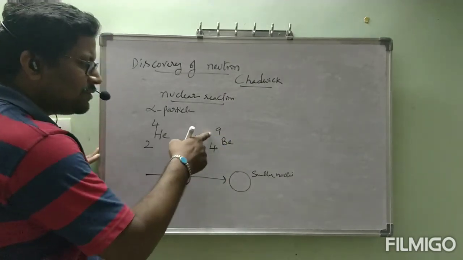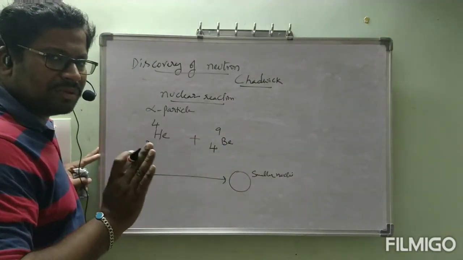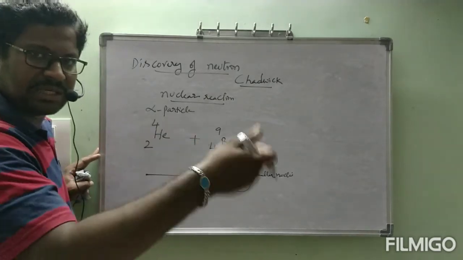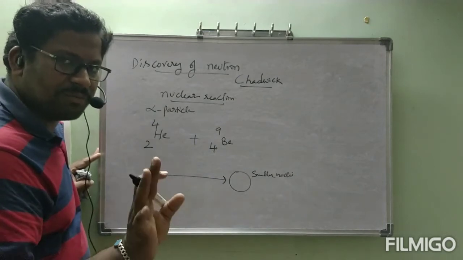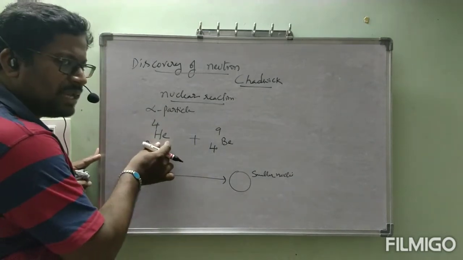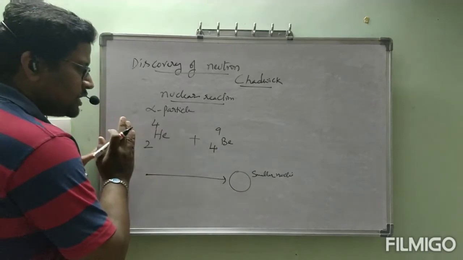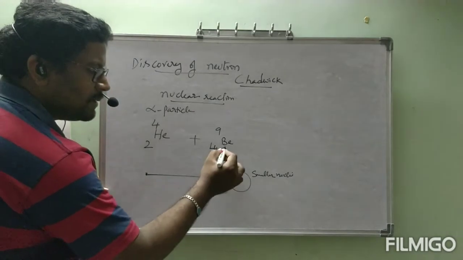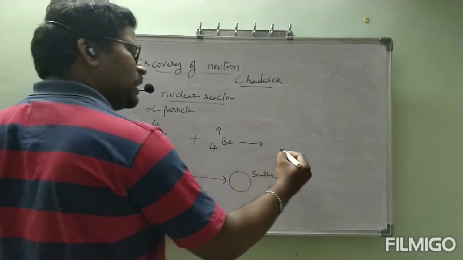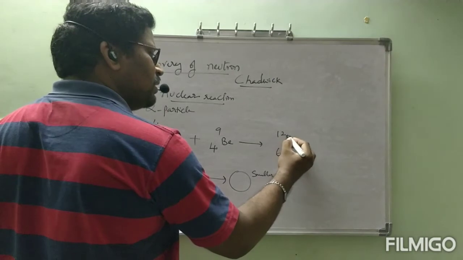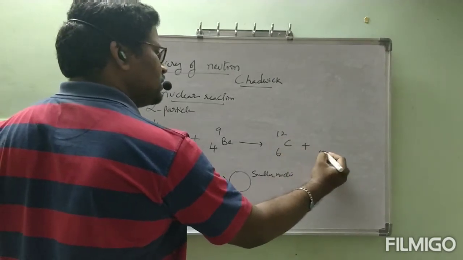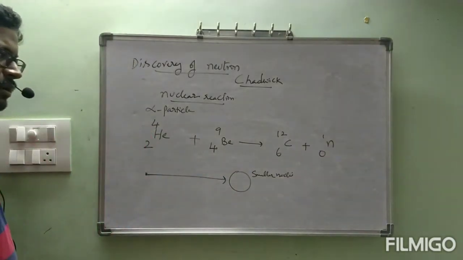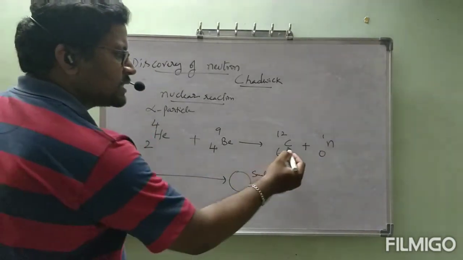Please, what are these numbers? Don't get confused, you will get clarity. These numbers, what are all these things, you will understand in the next coming class itself. Okay, no problem. Simply see, this is helium, like helium particle. This is beryllium. These two are getting collided. Helium, this is alpha particle, is going to collide with beryllium to form 6C12 plus 0N1. This is carbon.